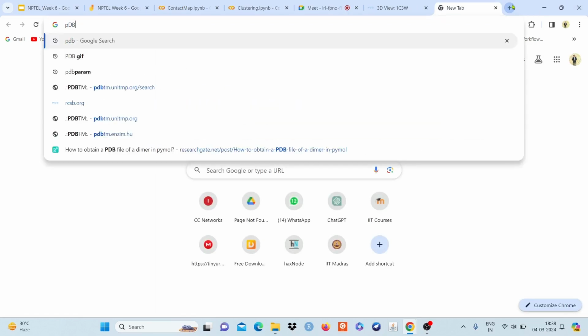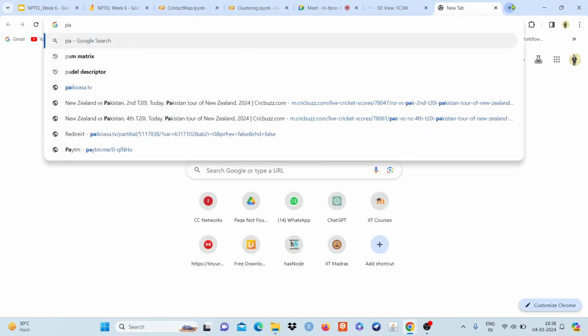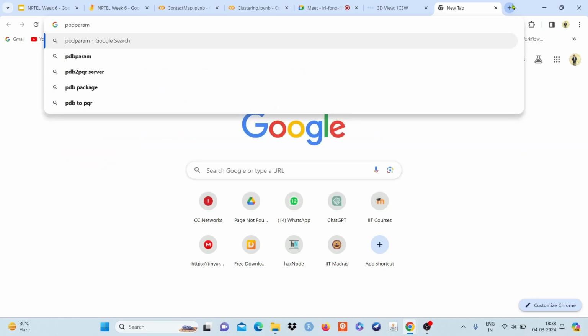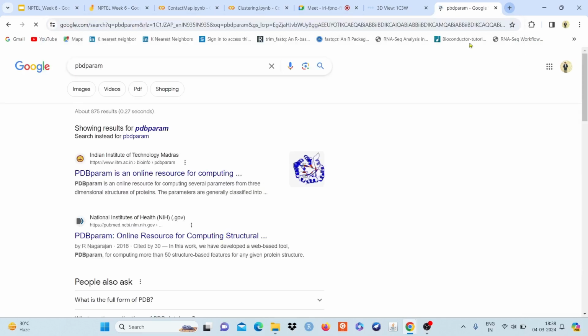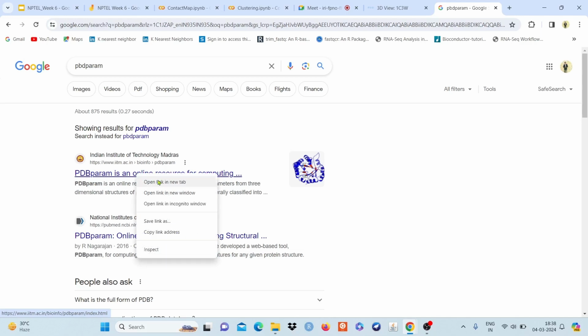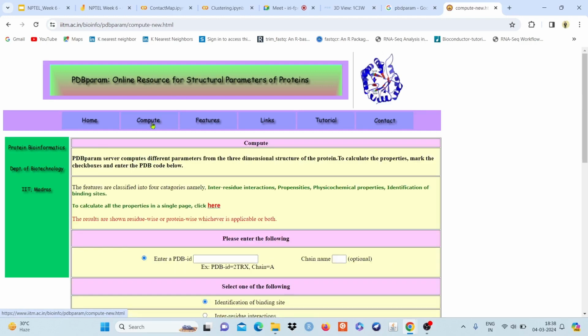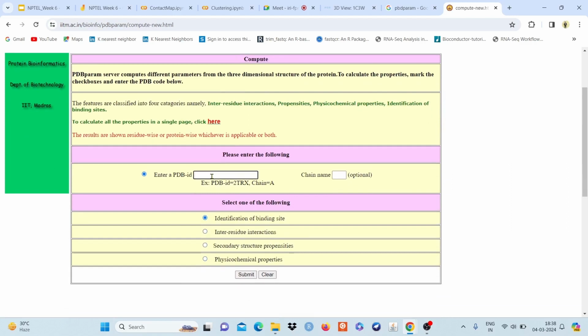So for this demonstration, I am using one of the tools that is developed by our lab. So I'm using PDB param, that is the PDB parameter server. It is available under www.iitm.ac.in by info link. So the name is PDB param, which is an online resource for structural parameters of proteins. So here I'll be selecting the compute option. I'll be entering a PDB ID 1C3W, which we used for visualization as well. Then I'll click on interresidue interactions and submit.